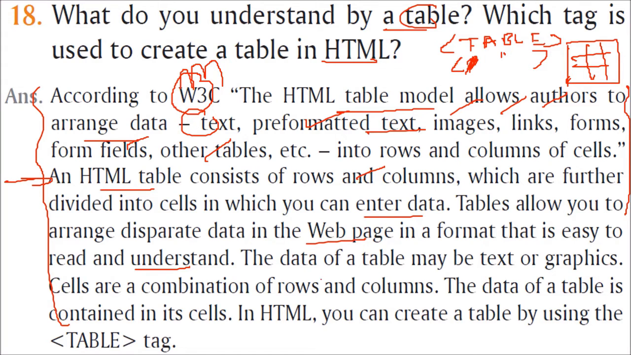So the data of a table may be either text or graphic. The table is nothing but rows and columns, and the data of the table is contained in the cells, the TD cells. So in HTML, you can create a table by using the table tag.